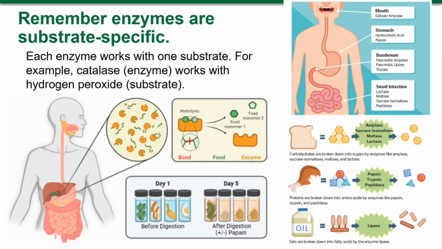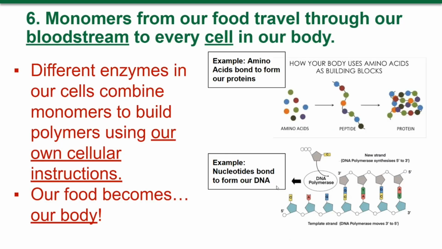So we break down those foods into smaller components that are easier to digest, and we're basically increasing the surface area, which increases the amount of reactions that can happen, so we are able to break down those foods much faster. All right, so monomers from our food travel throughout our bloodstream to every cell in our body.